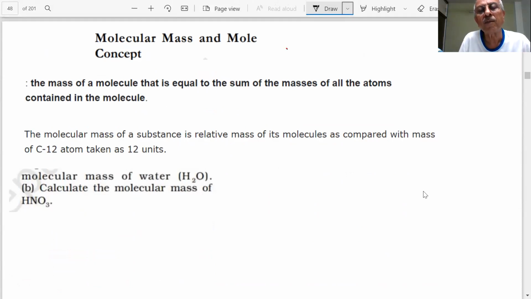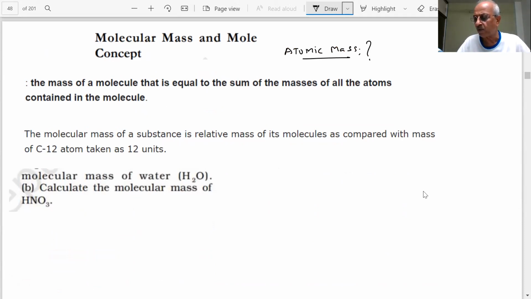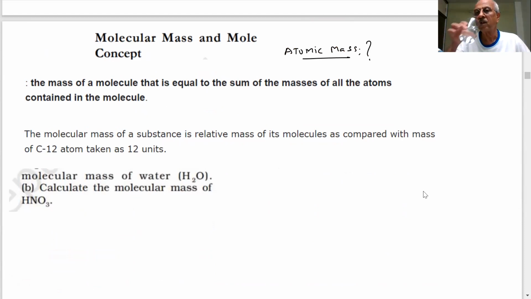We defined atomic mass. What is the definition of atomic mass? Can you tell me, students? The atomic mass is the mass of an atom. That's all. Is that the definition we gave you? That is what I am asking. What do you mean by mass of an atom? How do you calculate the mass of an atom, students?